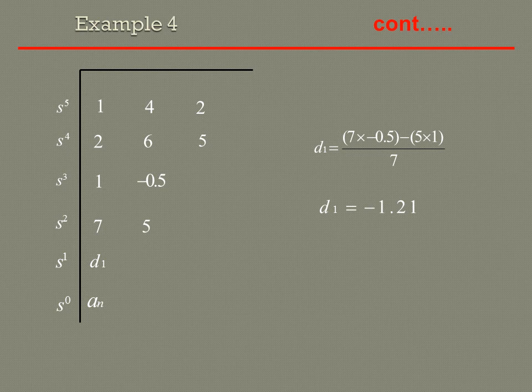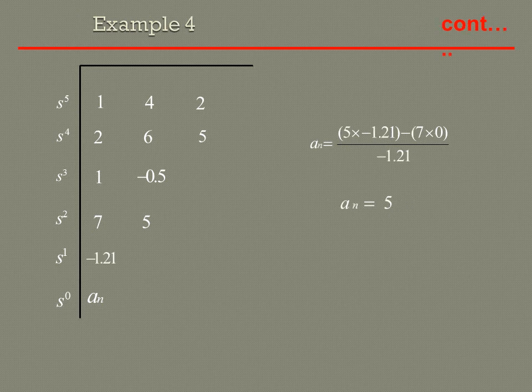Now let us calculate D1. D1 is equal to 7 into minus 0.5 minus 5 into 1 divided by 7. So D1 is equal to minus 1.21. AN is equal to 5 into minus 1.21 minus 7 into 0 divided by minus 1.21. So AN is equal to 5.